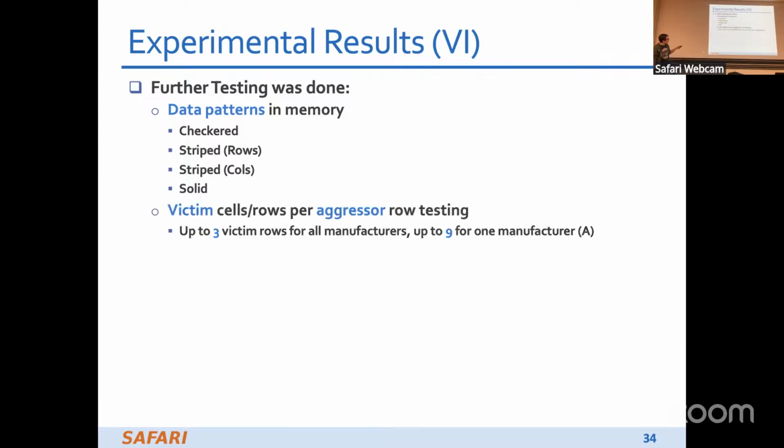Then they have also evaluated how many victim cells or rows per aggressor row they could find. And they have found that for all manufacturers, there were up to 3 rows affected by one aggressor row and up to 9 rows per aggressor row for one manufacturer, manufacturer A in this case. Which is, of course, again concerning that you can impact 9 rows with just 1 row of memory that you have access to.